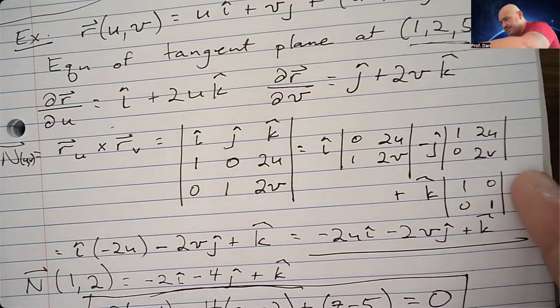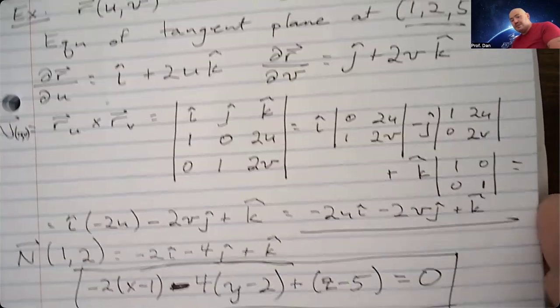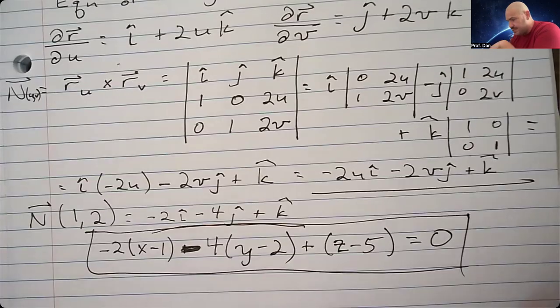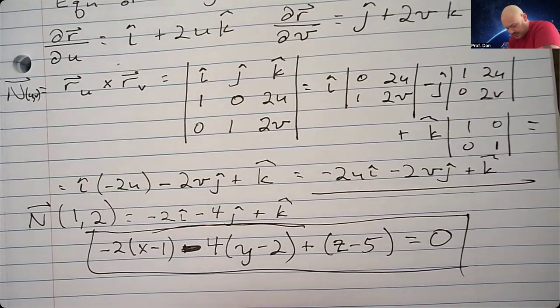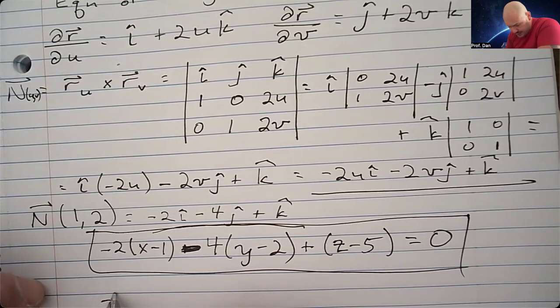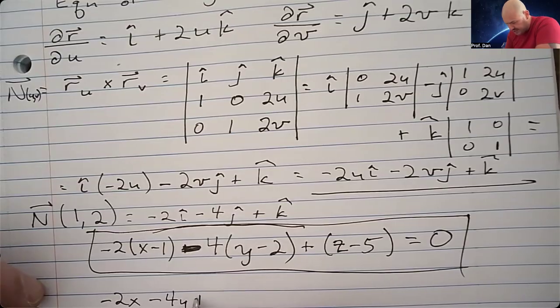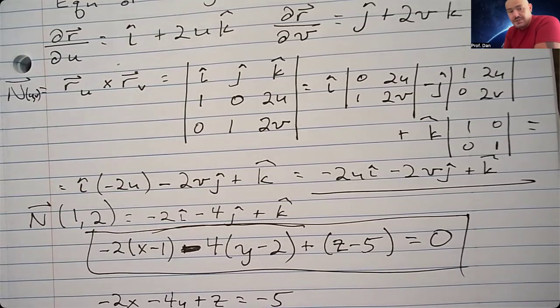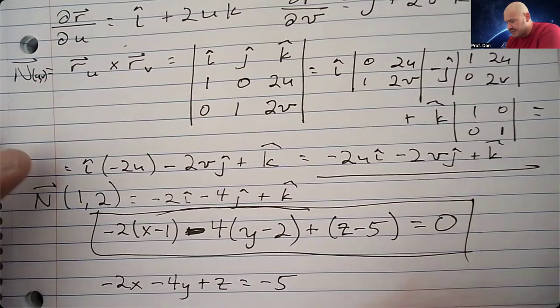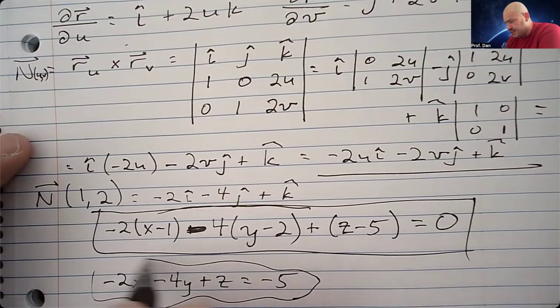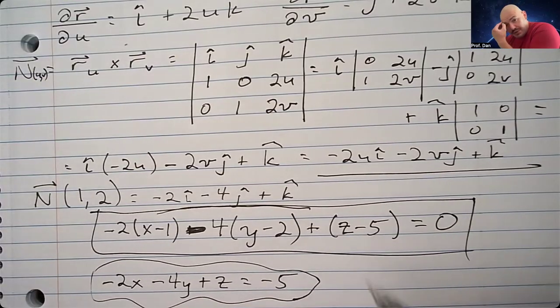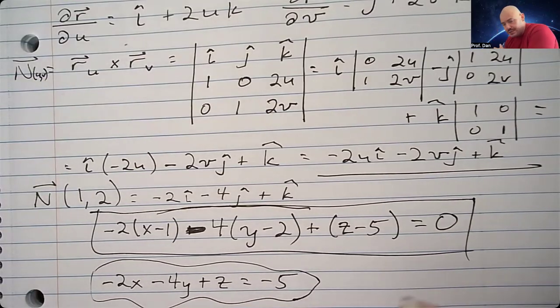Your textbook goes a little bit further in the example and just distributes and moves things over. They end up getting, what do they get? Let's see, -2x minus 4y plus z equals -5. Yeah. So if you combine like terms and move the constant over, that's what you would get. All right, but both of these are acceptable answers for the equation of a plane.